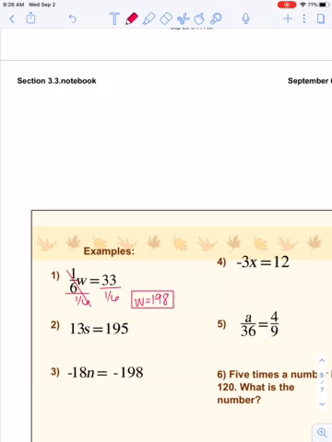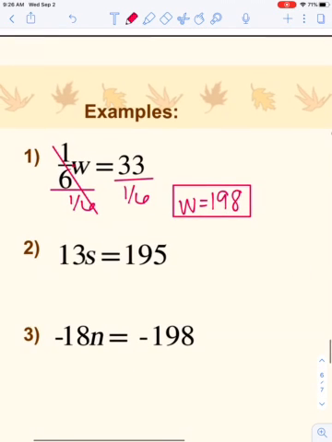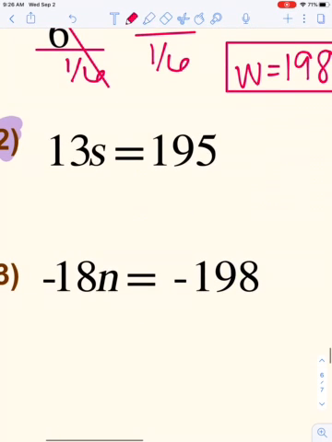You can do 13 on your own. 13, goodness. You could do 2 on your own. I'll do 3 with you. So pause me, do 2, then we'll come back and do 3.